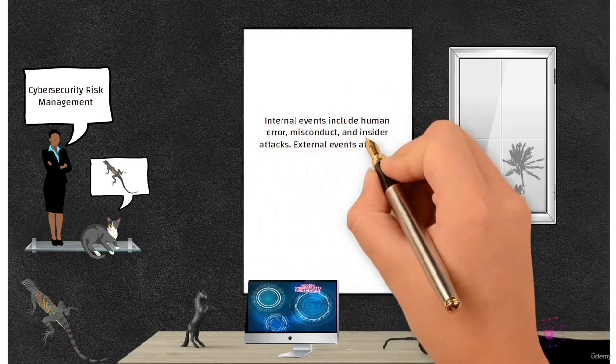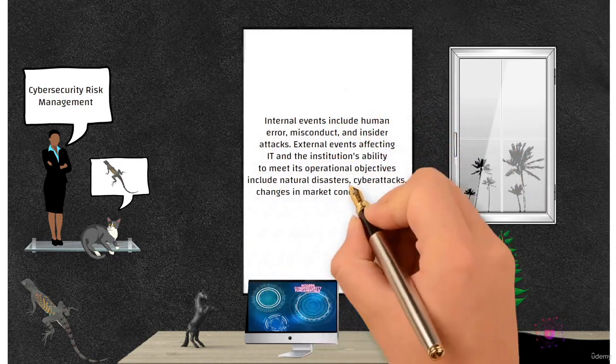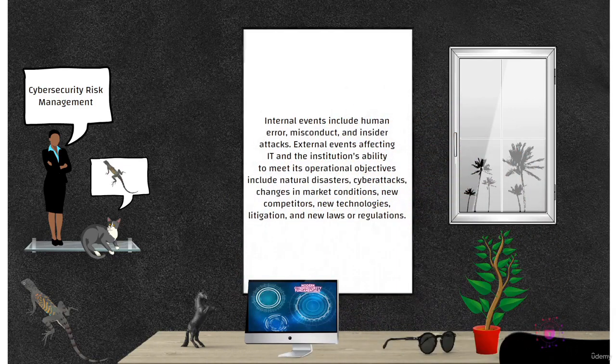Internal events include human error, misconduct, and insider attacks. External events affecting IT and the institution's ability to meet its operational objectives include natural disasters, cyber attacks, changes in market conditions, new competitors, new technologies, litigation, and new laws or regulations.